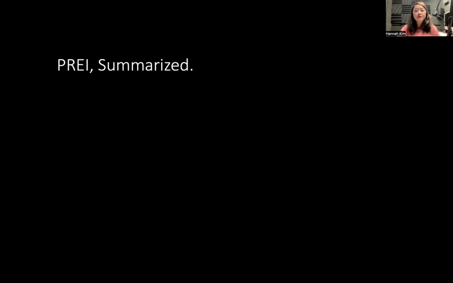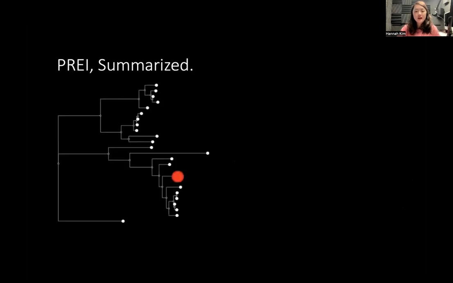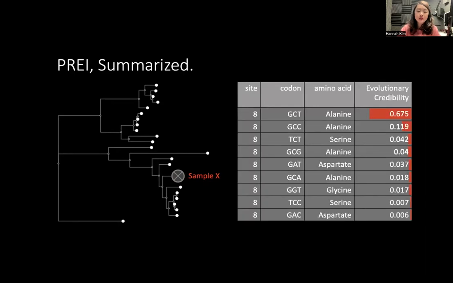PREI is an abbreviation for Prime Evolutionary Imputation. The imputation process is as follows. Given the topology of the input tree, we are interested in site 8 of sample X. We mask this node and use the rest of the nodes and the PRIME-estimated property parameters to impute the probability of codon character states, which we call evolutionary credibility.